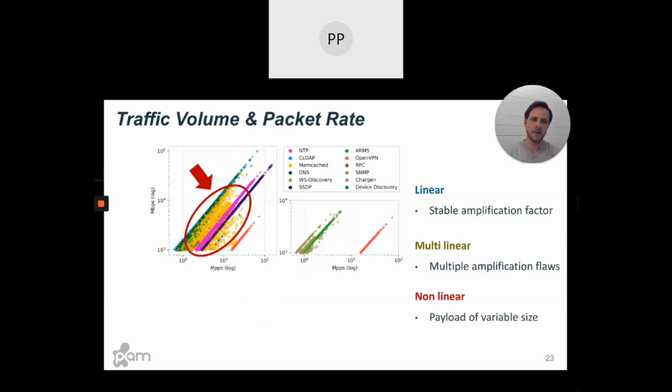And third, we find nonlinear relationships, which is the case for memcached. That means that it will emit a variable size of payload. That might be more difficult to defend because the packet size will vary.